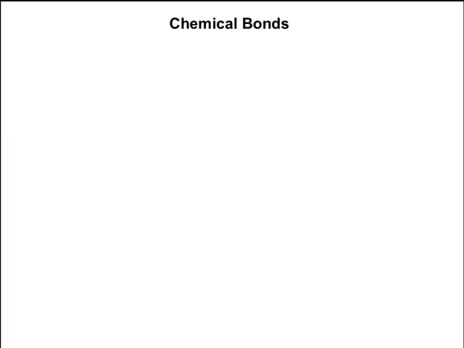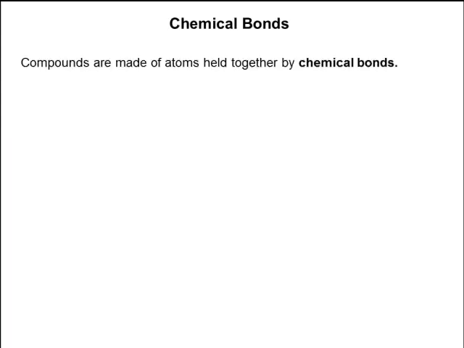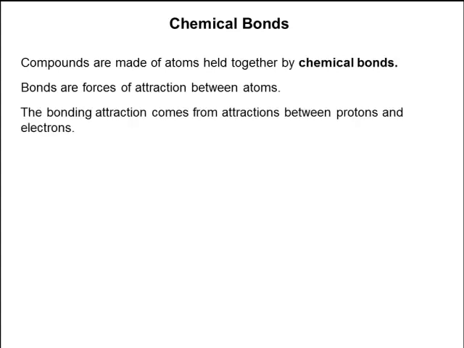Well, what we have to consider is chemical bonds. Compounds are going to be made of atoms that are connected by these chemical bonds. It's what holds those compounds together. These bonds are going to be forces of attraction between these atoms, and there'll be different types of forces. But the main attraction is going to come from between protons and electrons in those atoms. We're going to worry about two types of bonds here. We're going to worry about ionic bonds, which are going to be formed from metals combining with nonmetals. And we're going to worry about covalent bonds, which are typically formed from nonmetals combining with nonmetals.